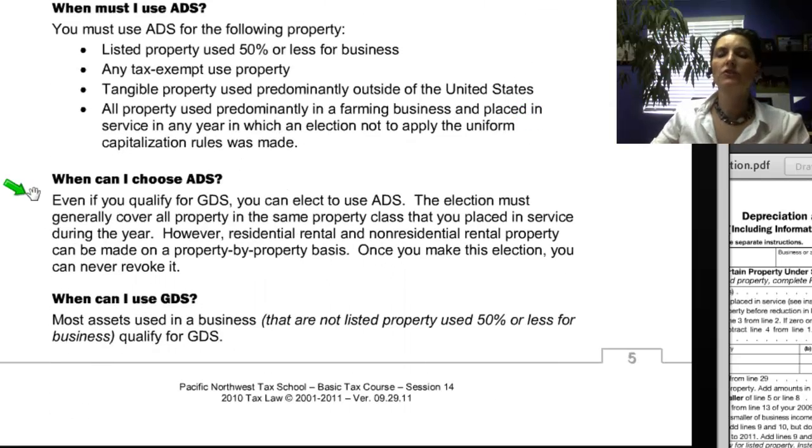So, is it possible to choose ADS? There are situations that I just showed you where you have to use ADS, but can you choose to? And the answer is, well, yes. Even if you qualify for GDS, you can elect to use ADS. The election must generally cover all property in the same property class that you placed in service during the year. However, residential rental and non-residential rental property can be made on a property-by-property basis. Once you make the selection, you can never revoke it.